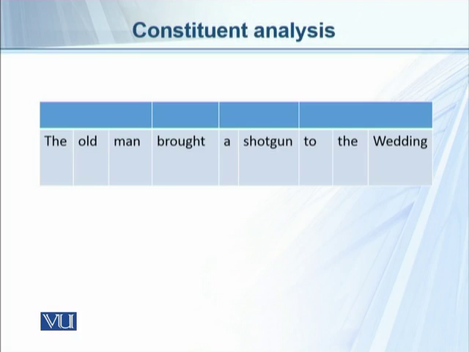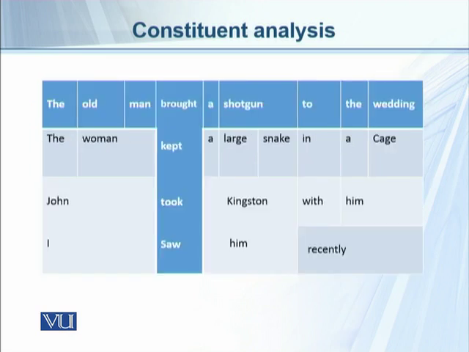Let's now look at another type of diagram to understand this constituent analysis. The old man: three constituents, smaller constituents, but they form one phrase. Brought: one constituent, but it makes one phrase, a verb phrase. A shotgun: two constituents, but makes one phrase. To the wedding: three constituents, but it makes one phrase. So let's have another type of diagram to understand the same sentence.